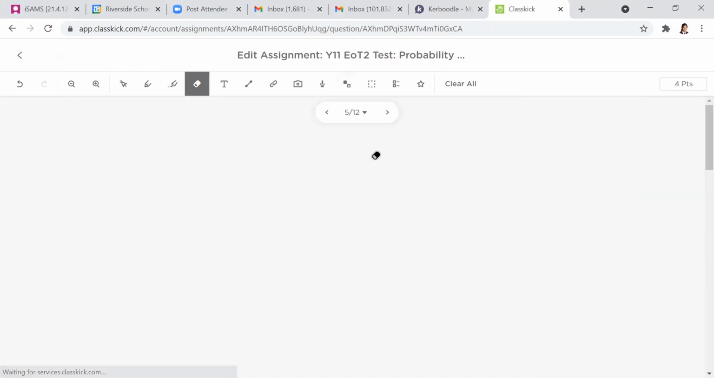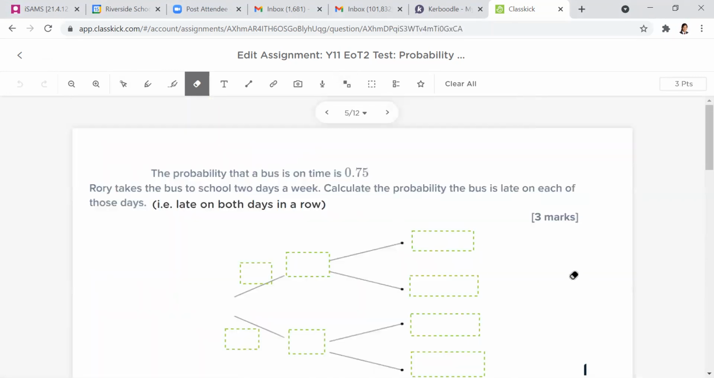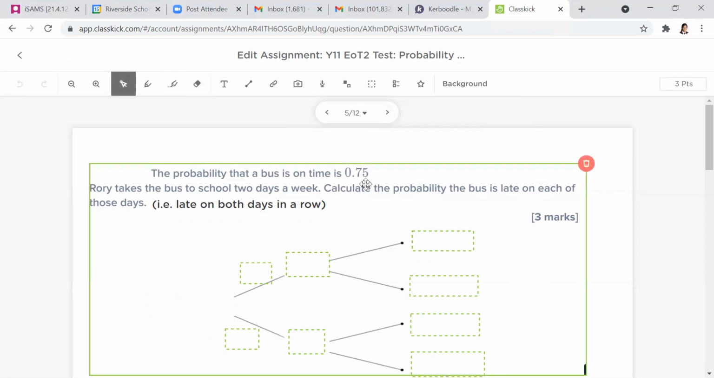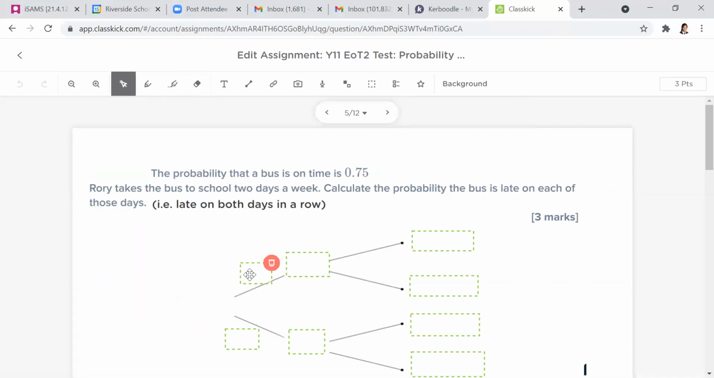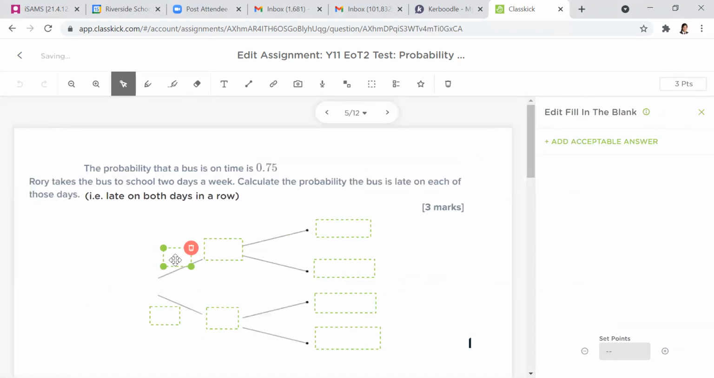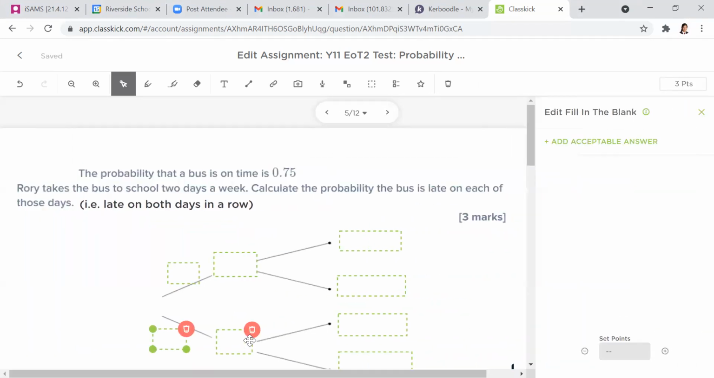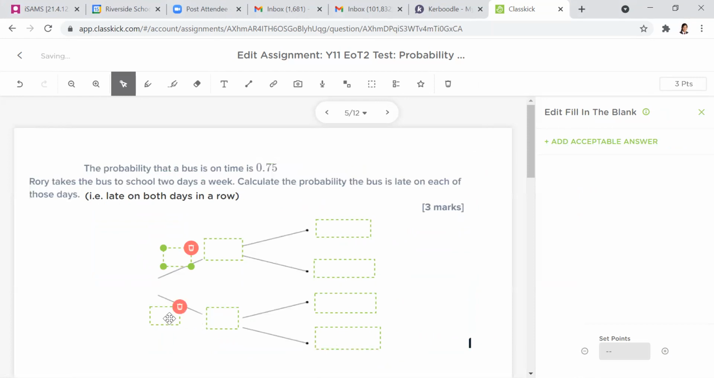All right, next question. Now we get into the real stuff. Those are kind of like warm-up questions, to be honest. All right, probability trees. The probability that a bus is on time is 0.75. Calculate the probability that the bus is late on both days. So late, late. So basically this one should have been on time, and this one should have been late.